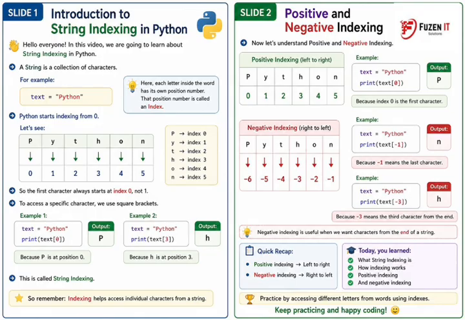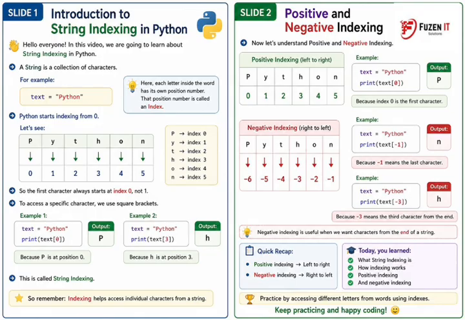So to access a specific character, we use square brackets. For example, text = "Python", print(text[0]). Then P will be the output for the given code, because P is at position 0. Another example, print(text[3]). H will be printed. This is called string indexing.